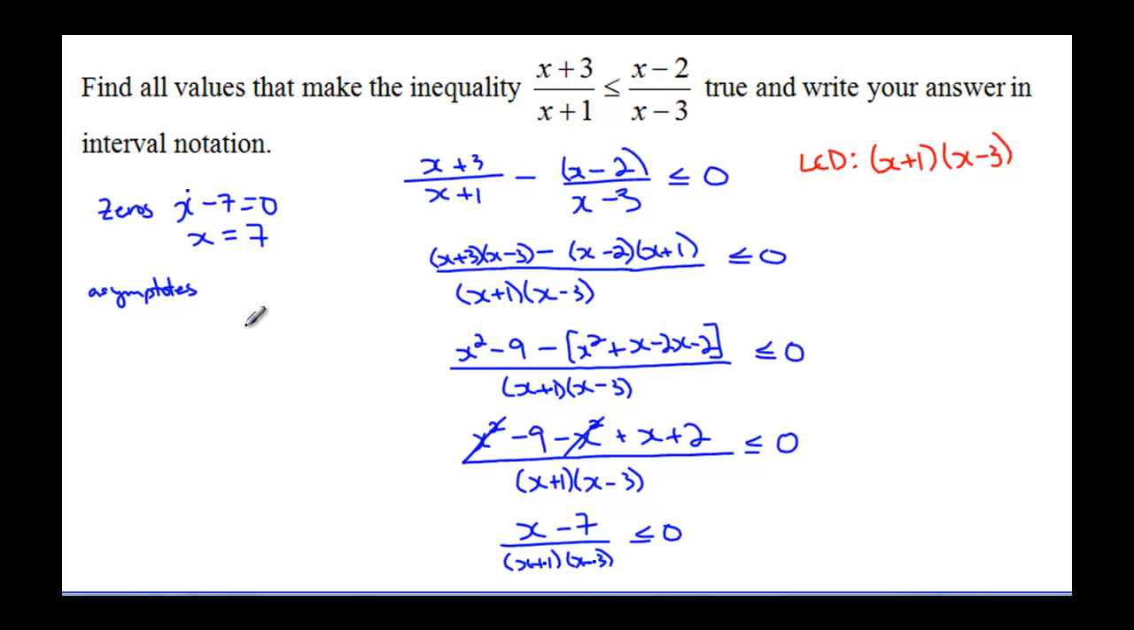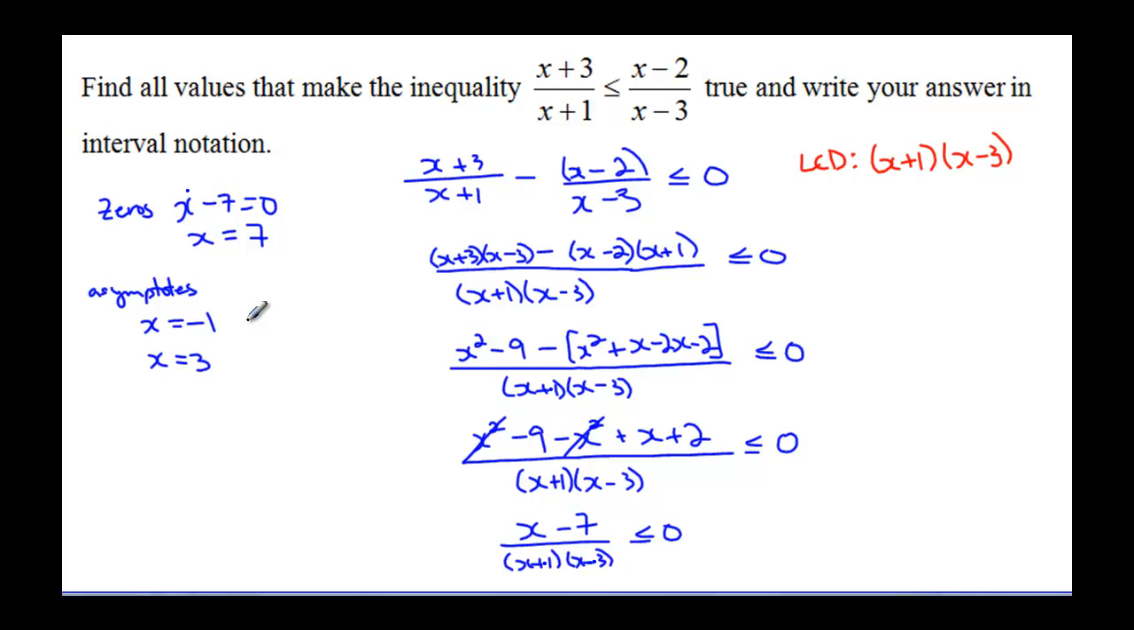Okay, so our asymptotes divide up and our zeros divide up the x-axis. So we have two asymptotes. We have x equal to minus 1, gathered from this x plus 1. We set that equal to 0. And we have x equal to positive 3, because if we put a 3 in here, that makes this 0. So setting the denominator equal to 0 gives us our asymptotes.